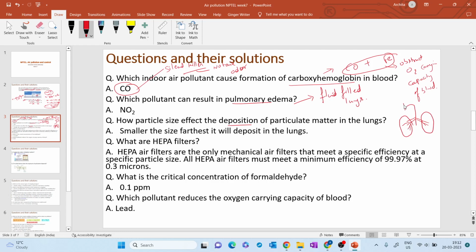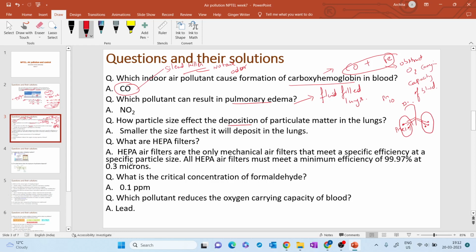So the bigger particles, let's say I start with PM10, then PM9, PM8, like that, and the smallest particles, for example PM less than 1, will deposit in the alveoli, which are nothing but air sacs in the lungs. Okay, so the smaller the particle, the farther it will travel and the more harmful it will be. That is how you need to understand particle size.